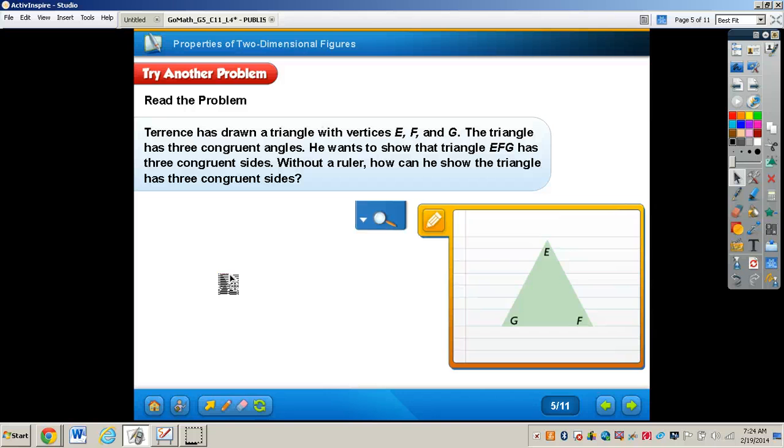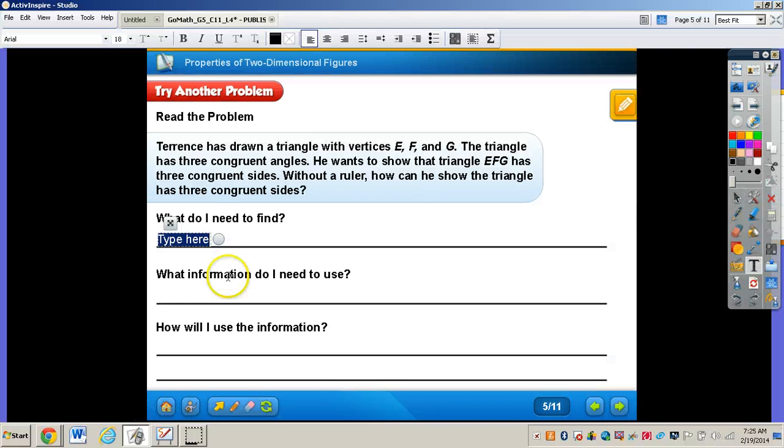How can he show the triangle has 3 congruent sides? Okay, so we're going to answer these questions together on page 454. So first of all, what do I need to find? And let's write this out together.